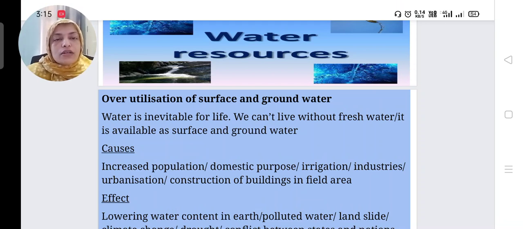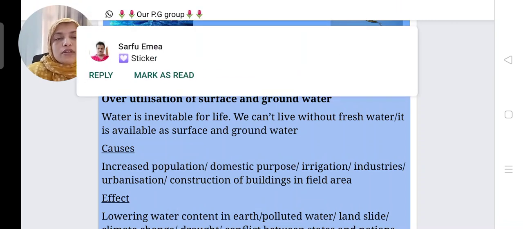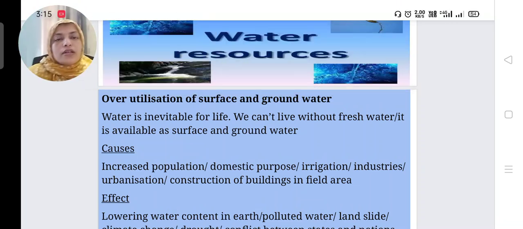Then why are we taking more water than before? Because the population rate has increased, and domestic use has increased, for irrigation, for agriculture, industries. Then urbanization also leads to over exploitation of water resources. Construction of buildings in farm areas is also one of the reasons for destroying our water resources.